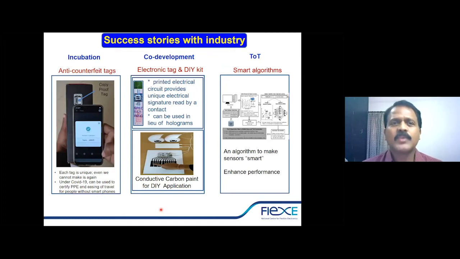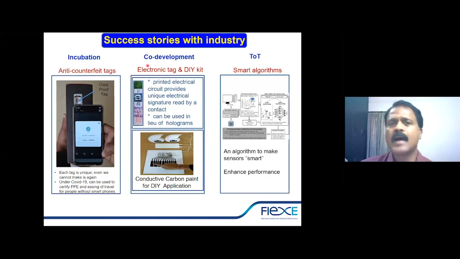Now let me share with you some of the success stories from our center with the industry. As I mentioned, we have engagement with the industry in all 3 ways: incubation, co-development, and technology transfer. Here is an example of a success story. A technology developed in our center has been incubated as a company, Transpax, and this company makes anti-counterfeit tags. This is based on a very proprietary technology which makes 3D features, and these tags have attracted interest from various industry segments.